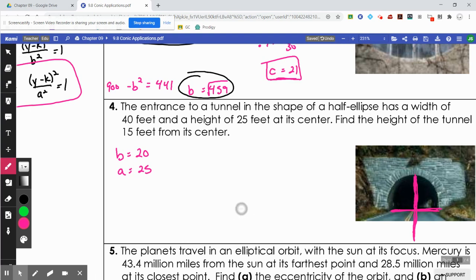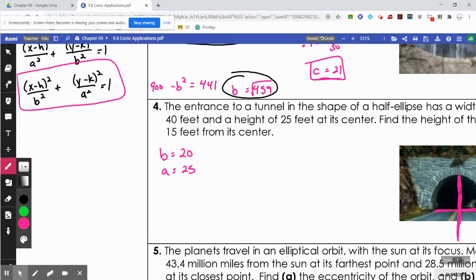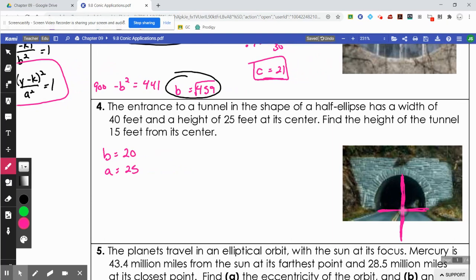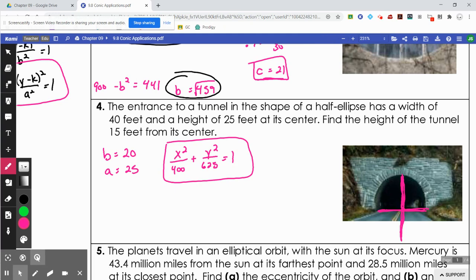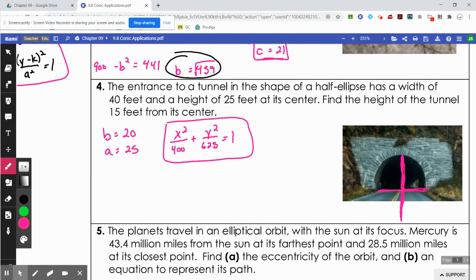So that's a little bit tricky. Well, let's find the equation first, and then we'll talk about that. We're going to let this point right here be our center at 0, 0. So we have x squared over b squared plus y squared over a squared is equal to 1. There's my actual equation.